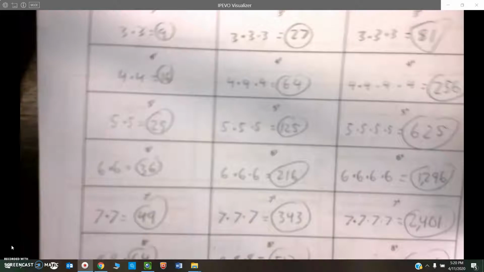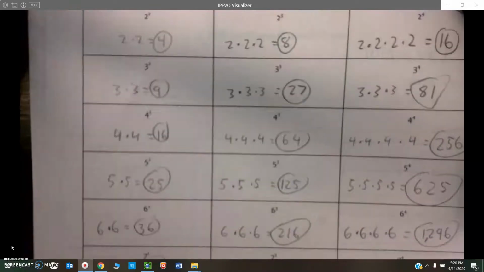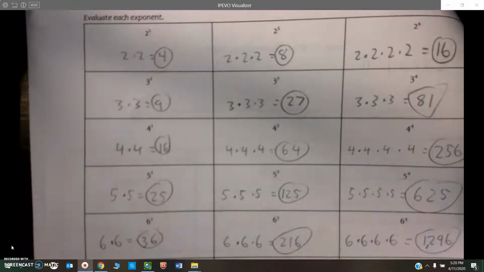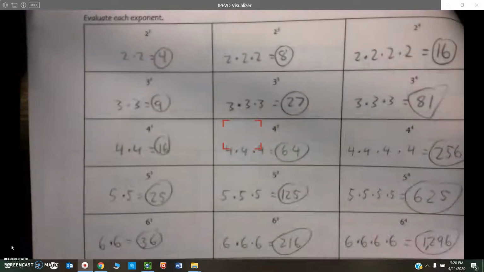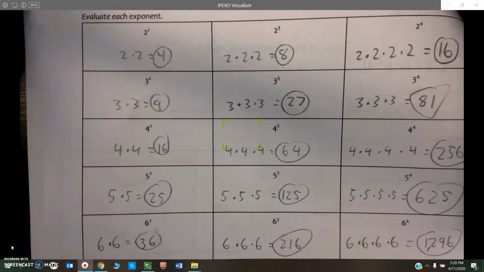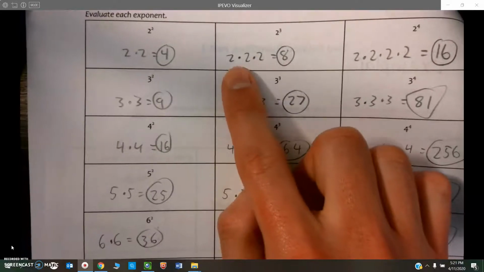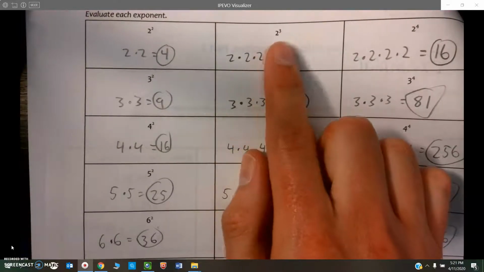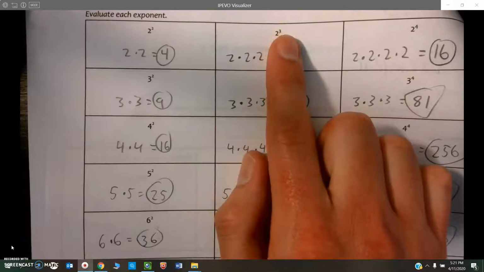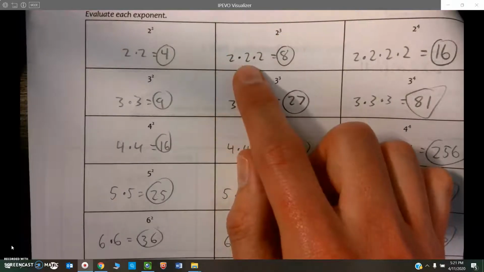To flip over to the next page, this was evaluating for exponents. So go ahead and just check your work. You can see for each one, I just wrote it in expanded form and then solved. So whatever the exponent is, that tells you how many times the base multiplies times itself. So 2 to the 3rd power is repeated multiplication, 2 times 2 times 2.